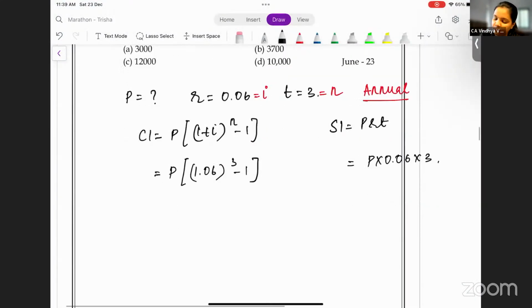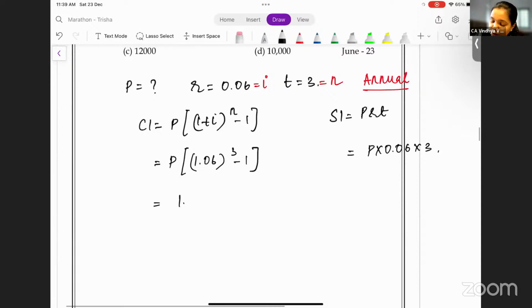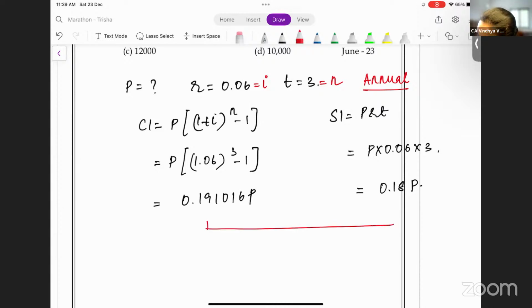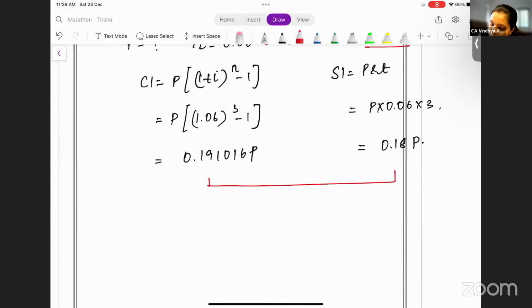So you get 1.191016 into P, 1.191016 minus 1. So you have 0.191016 P, and here you have 0.18 P. Now, the difference between these two is 110.16. So we have 0.191016 P minus 0.18 P is equal to 110.16. Solve this.